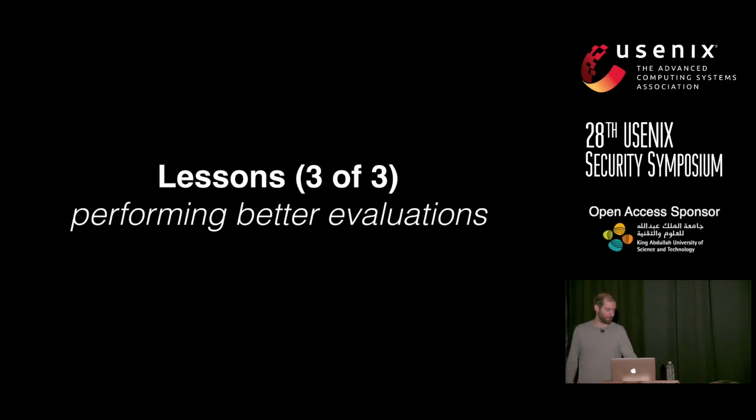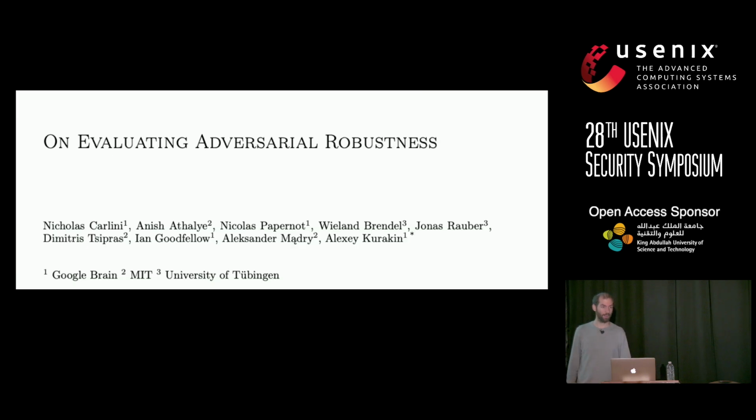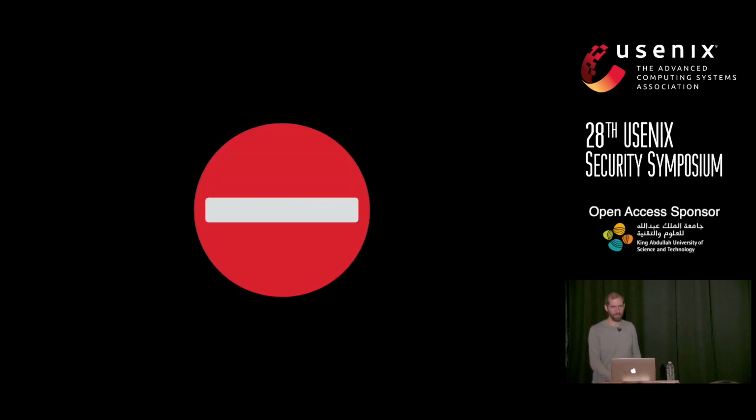OK, so the third kind of lesson from performing these evaluations is this. So I should mention, this is all going to be from this paper that we wrote called On Evaluating Adversarial Robustness about 6 months ago now. That's basically a set of advice on how you should perform adversarial evaluations. So what I'm going to do is cover a bunch of things that you shouldn't and should do when performing adversarial evaluations.